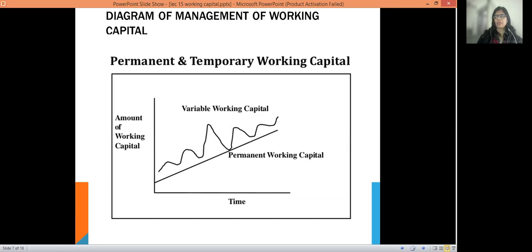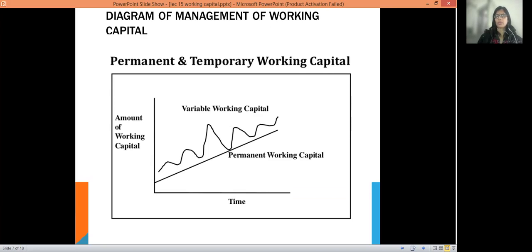Actually, in this diagram we try to depict the permanent and temporary working capital as I already defined it. On the x-axis you are taking the time, and on the y-axis the amount of working capital, which means you are trying to find out the relation between the working capital requirement and time.